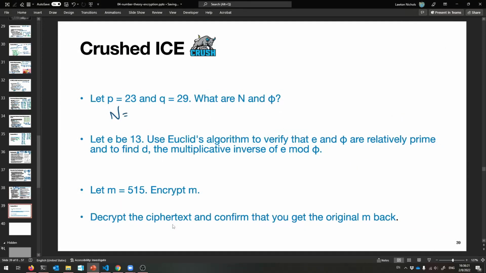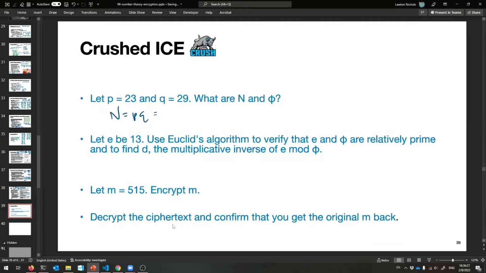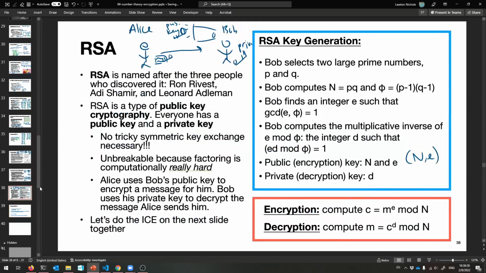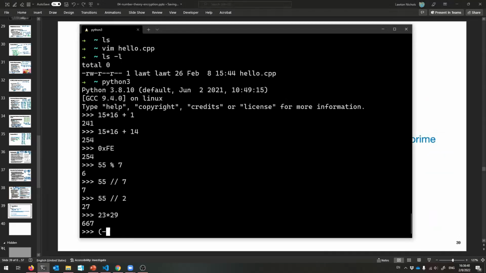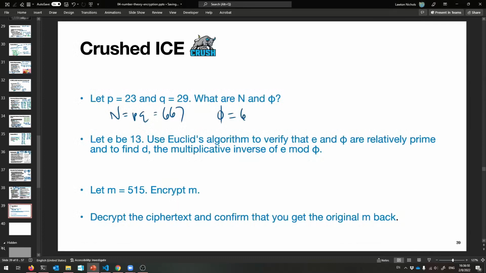N equals pq, which is 667. Cool. And then phi is going to be p minus 1 times q minus 1, right? So let's go and calculate that, which is 22 times 28, that's 616.